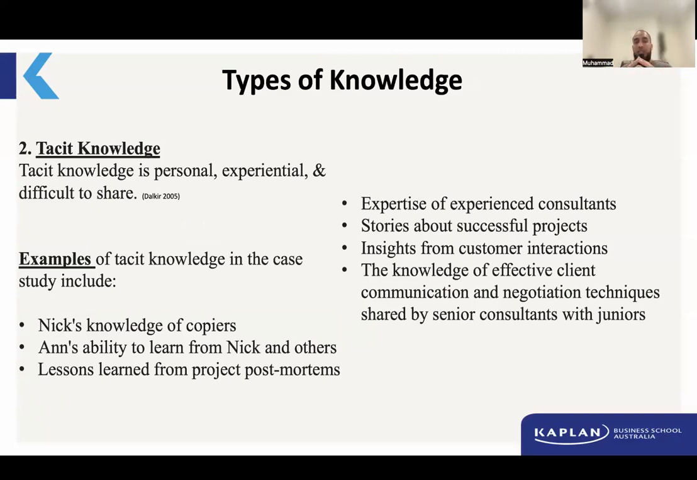The examples of tacit knowledge in the case study include Nick's knowledge of copiers, Anne's ability to learn from Nick and others, lessons learned from project postmortems, expertise of experienced consultants, stories about successful projects, insights from customer interactions, and the knowledge of effective client communication and negotiation techniques shared by senior consultants with juniors.